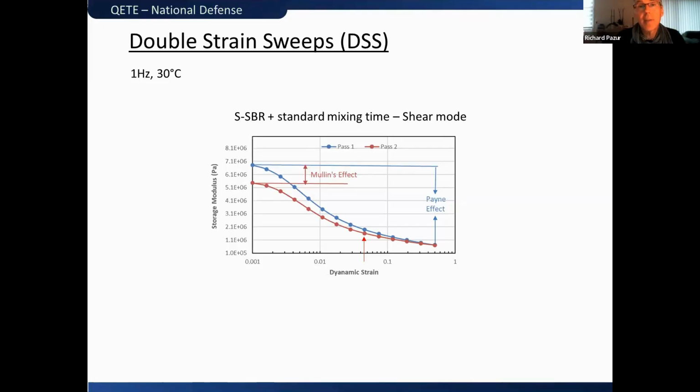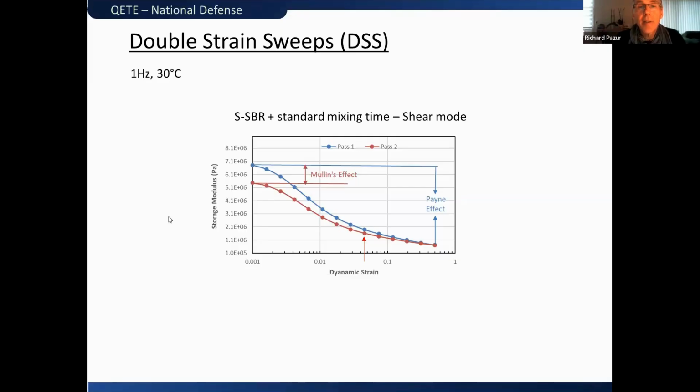Are we breaking some of the crosslinks as well, some of the weak crosslinks in the material? Do we have slipping and sliding of chains taking place? It's a very complex phenomenon there as well. So these are the two different effects that we're going to be measuring in this study.